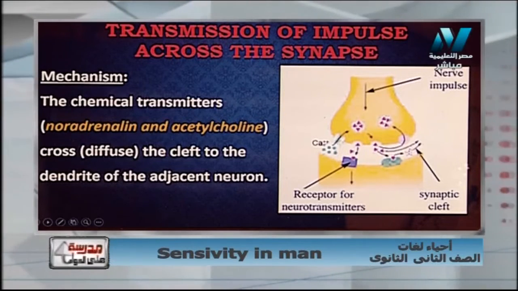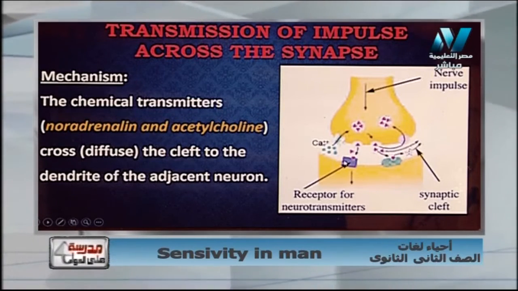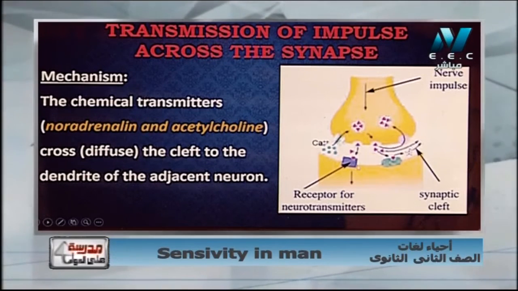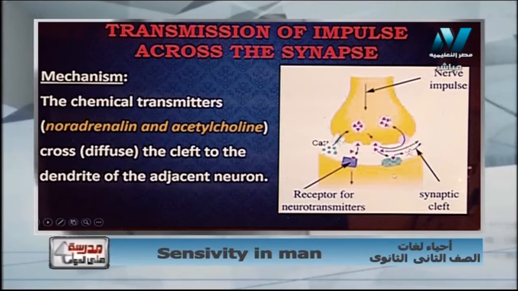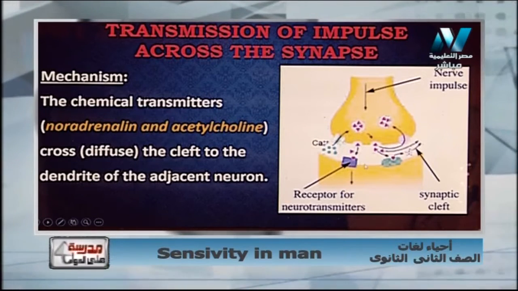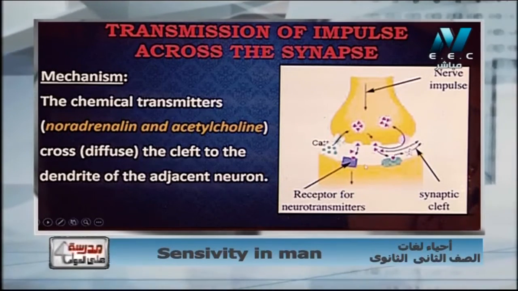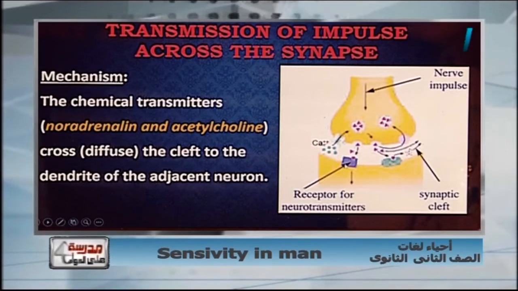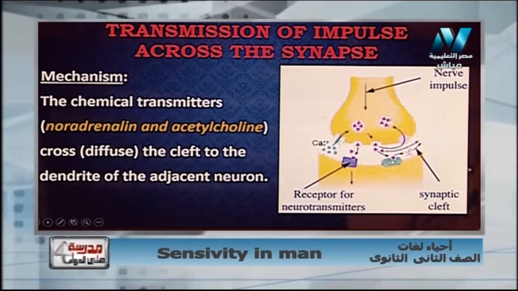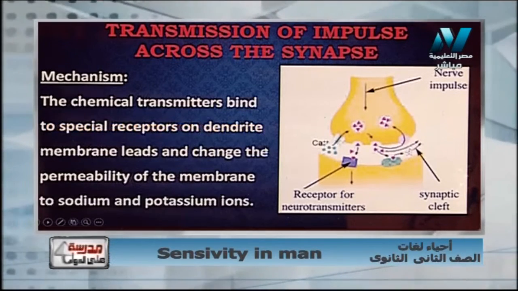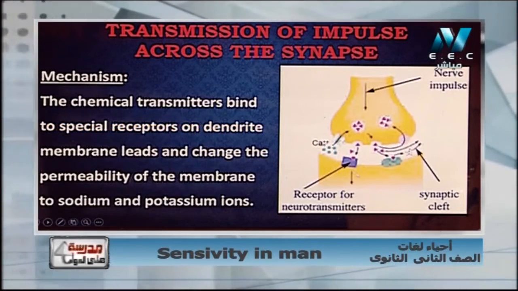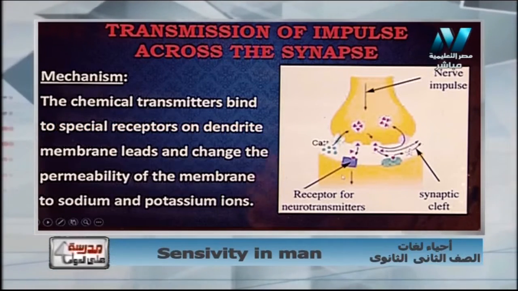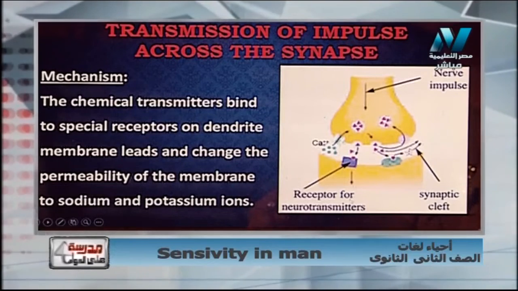At the dendrites' membrane, there are receptors. So the receptors of neurotransmitters that are present on the surface of the dendrites' membrane, that is the postsynaptic membrane, receive these chemicals. Could you notice them? They receive these chemicals, and then the chemicals transmit inside the dendrite, and so the transmission of impulse across the synapse occurs.